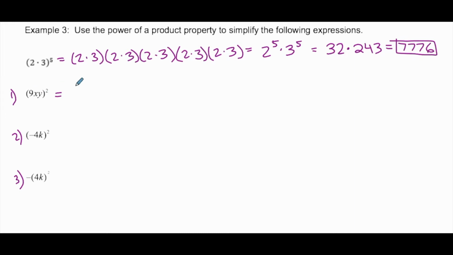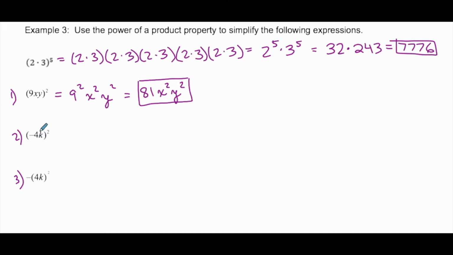9xy quantity squared means 9xy times 9xy. I can do 9 squared, x squared, and y squared. This is not fully simplified because I know what 9 squared is. I get 81 x squared y squared. That's my final answer. There's nothing more I can do.